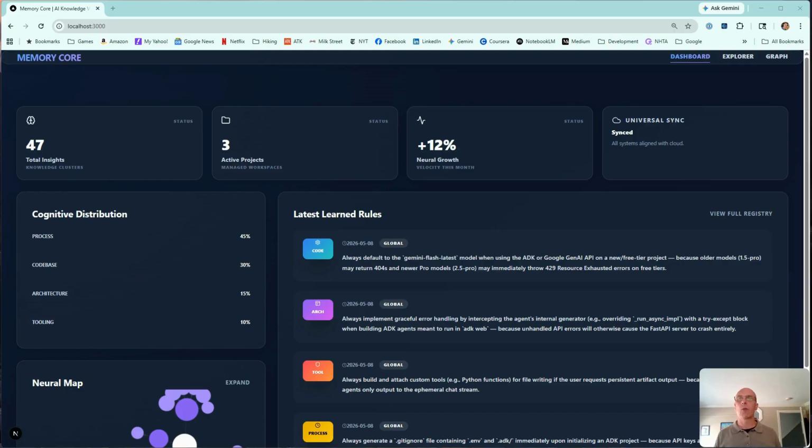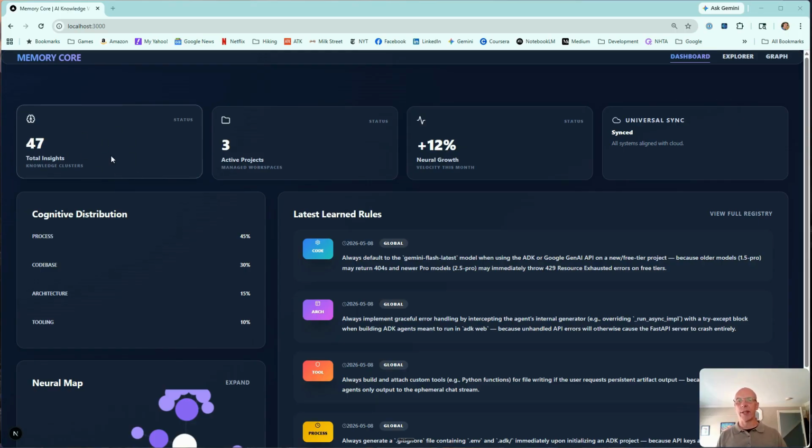Instead, I looked on the web, found some good articles about external memory systems people built, and decided to build my own. This is what we're looking at here, this Memory Core. The idea is that this is my universal memory. It contains the memory across rules that are global and also project specific.